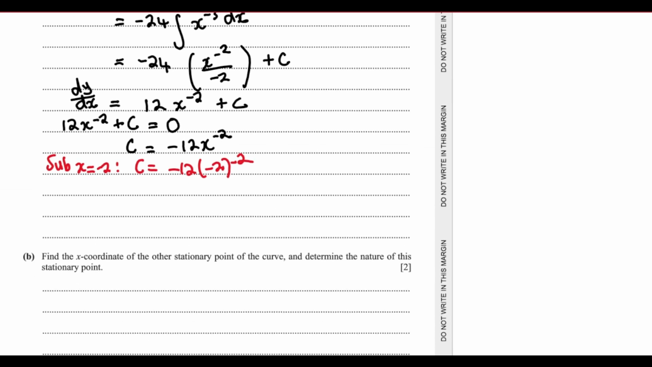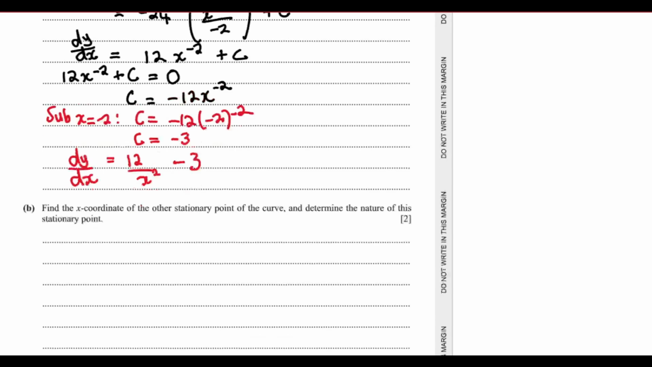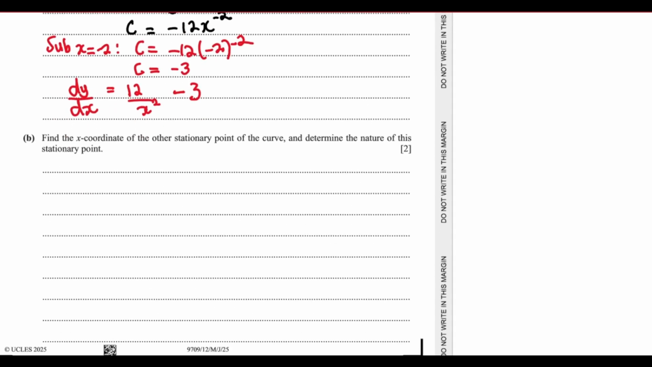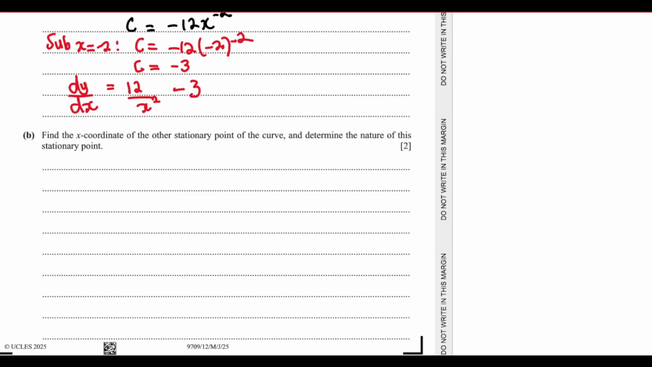So you can substitute that in your calculator. You'll get c is -3. So the full expression for dy/dx is this. Okay. Now we need to find the x coordinate of the other stationary point on the curve and determine the nature of the stationary point, as in, is it a maximum or is it a minimum?